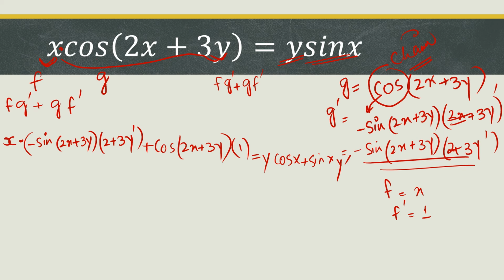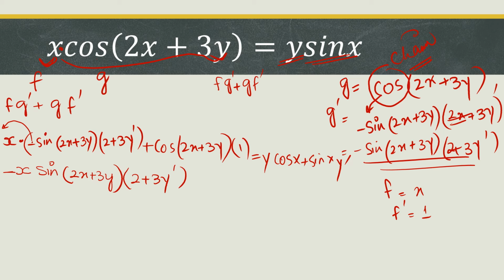Now see, this minus is for everything. So can we write the minus outside? So yes, we can write it. Now let's see here. Just write in the proper way. Minus x sin(2x + 3y) times (2 + 3y prime).